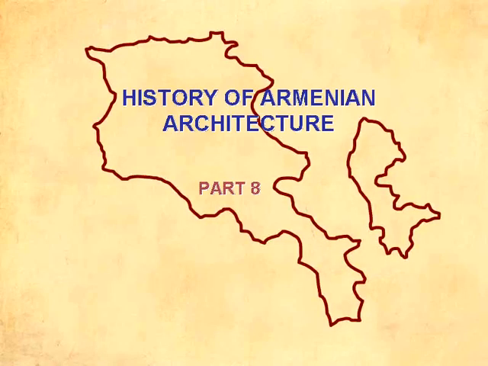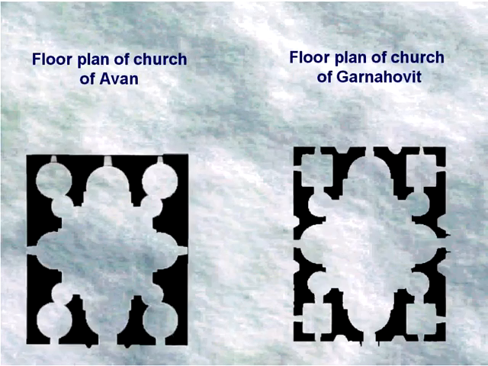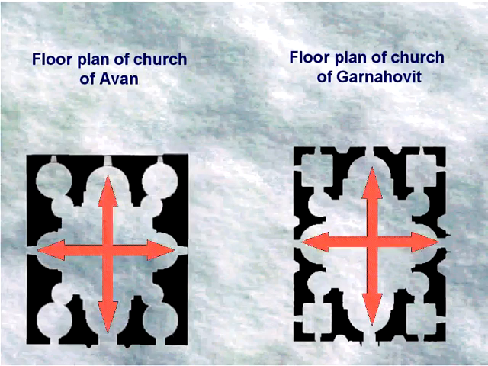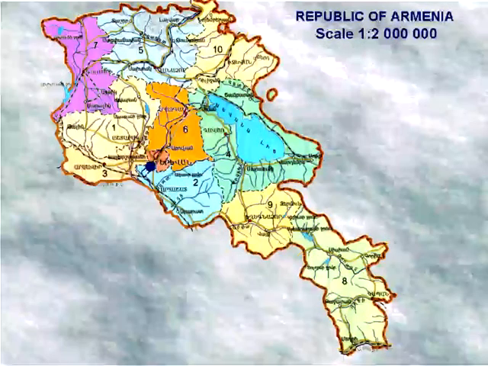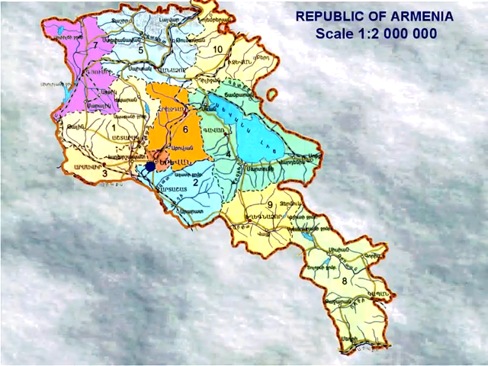Examples of cruciform plan central dome churches of Armenia are the churches of Echmiadzin, Avan, Hripsime, Takmanchat Monastery, Karnahovit, and others. The mother church of Echmiadzin is located in the city of Echmiadzin of Armavir region. According to historical records, Saint Gregory the Illuminator and King Tirtat III built the church in 301 to 303.